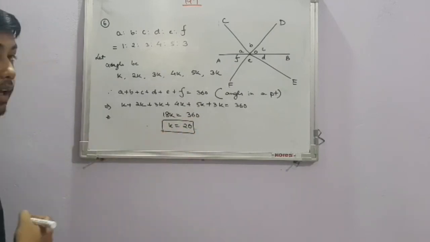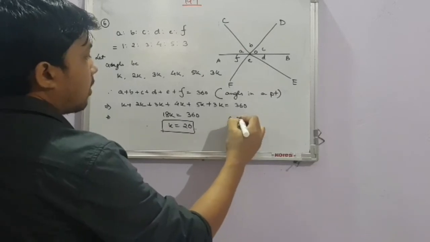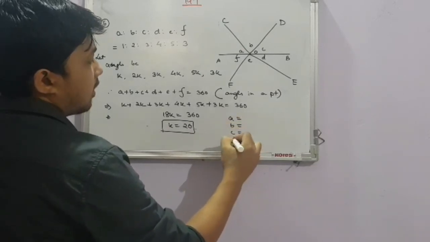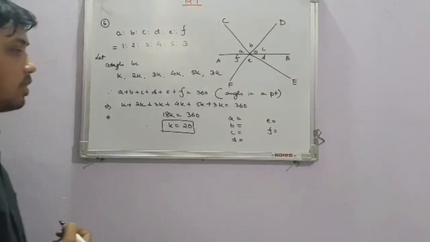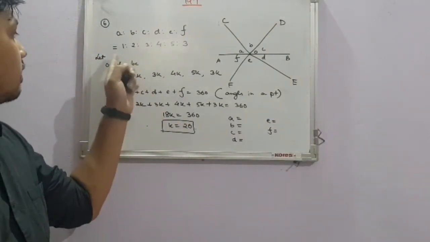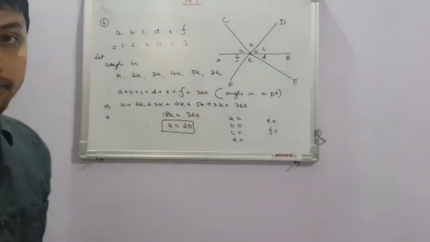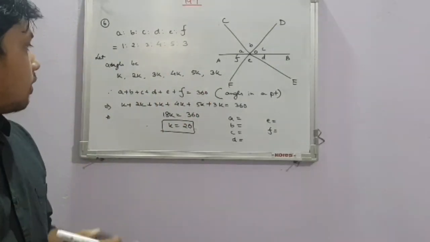Now once you know the value of K, that is 20, you can find all these angles, right? Consider this as your homework. Please try to find all these values. Very easy. Just put K is equal to 20 in all these angles. You will get the values. Okay. Alright, so that was question number 6.